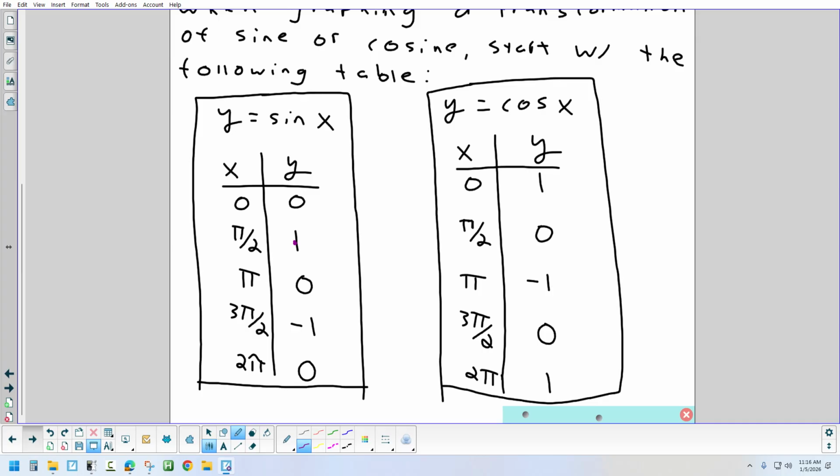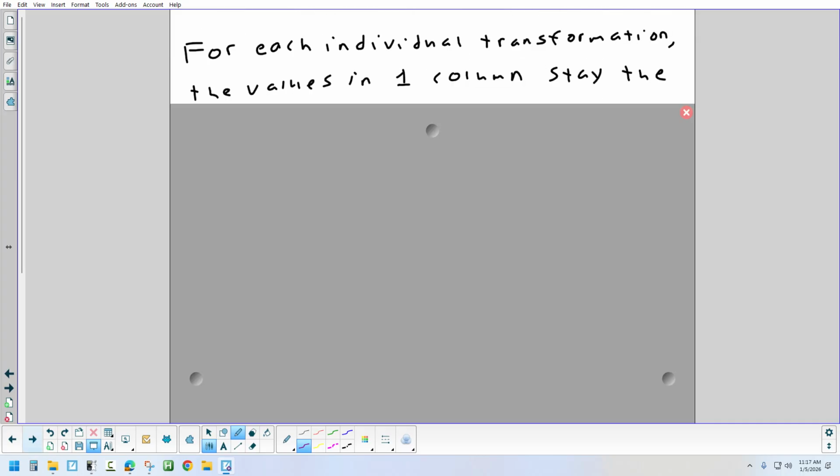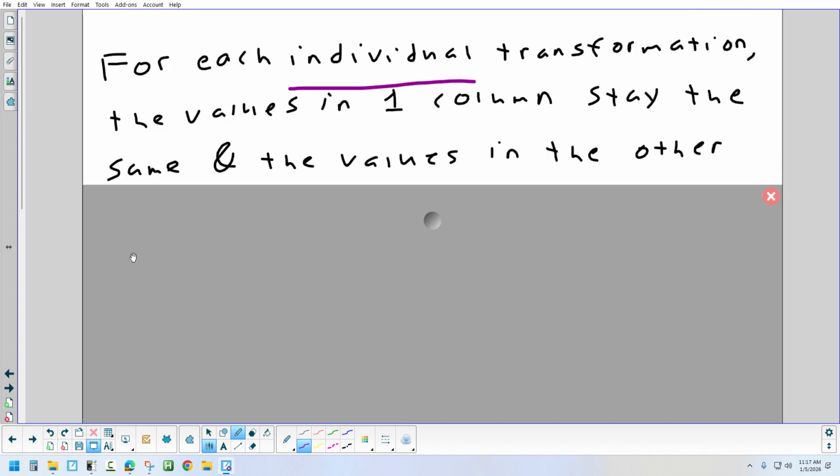So what we're going to do for today is we're only going to do an individual, single transformation. So for example, shift left, and that's it. Not a shift left and then a stretch, just shift left, or just shift right. We're only going to do one transformation at a time for today.